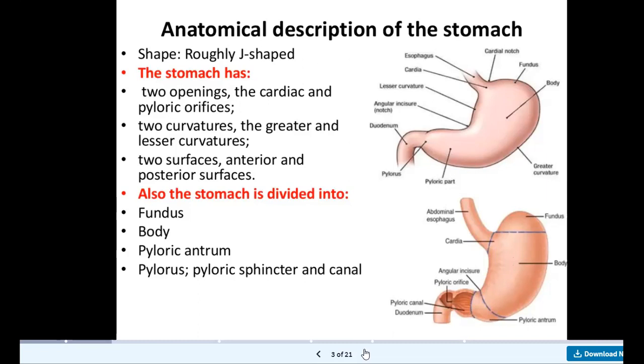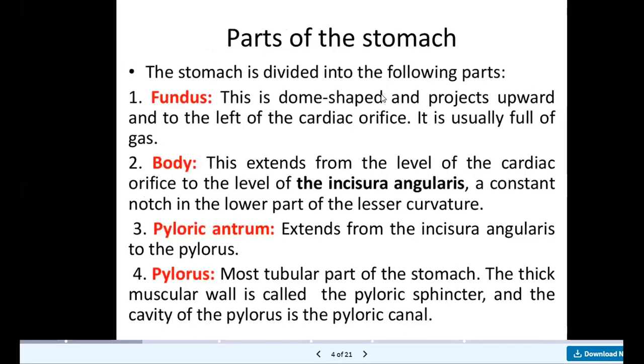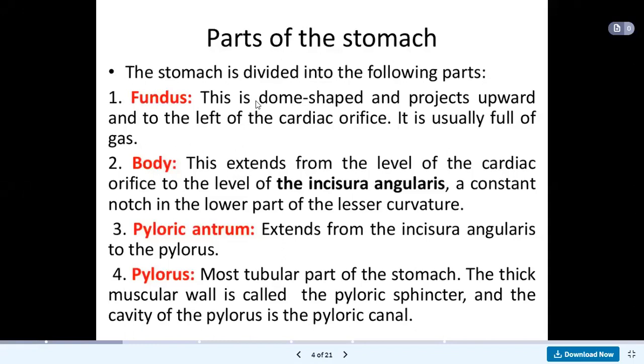Okay, so let's look at the next slide. Parts of the stomach. The stomach is divided into the following parts. The fundus. This is dome-shaped and projects upward and to the left of the cardiac orifice. It is usually full of gas. So the fundus is dome-shaped, projects upward and to the left of the cardiac orifice, as we saw in the previous diagram. And then we have the body.